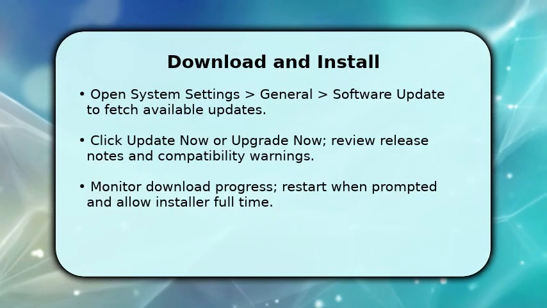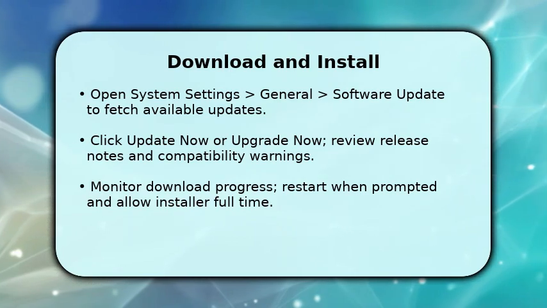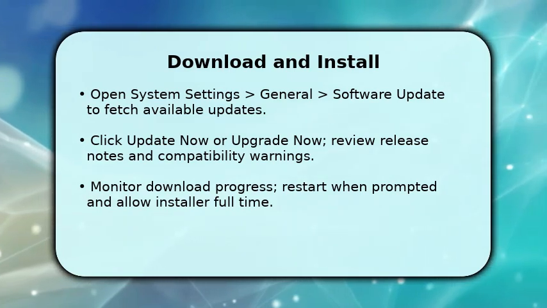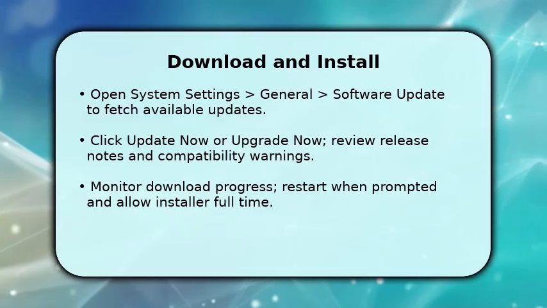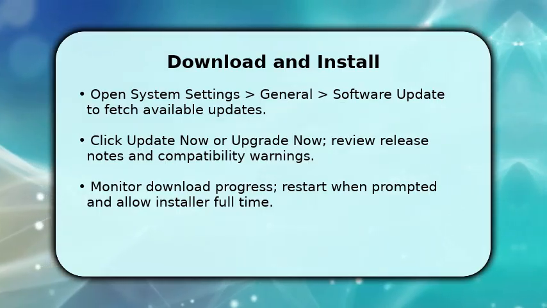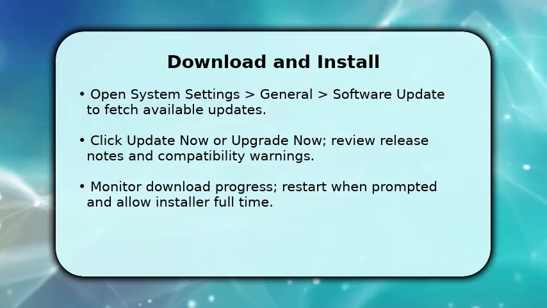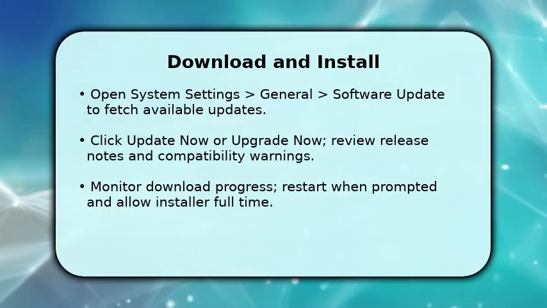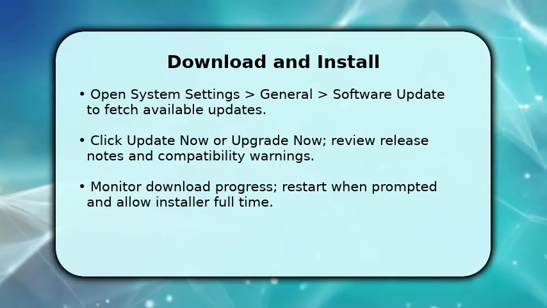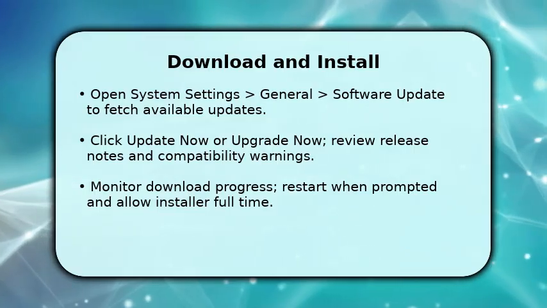You now fetch and install the update. Open System Settings, go to General, then Software Update. The system checks Apple servers and shows available updates. Click Update Now for point releases or Upgrade Now for major releases. Read the release notes and compatibility warnings, especially for critical apps. Once the download finishes, click Install.